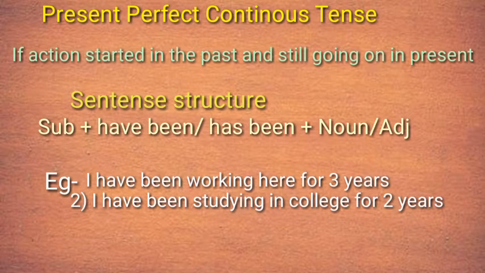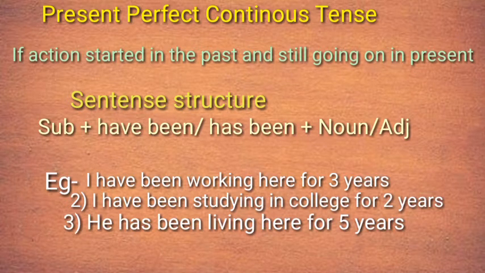Let's see one more example. He has been living here for 5 years. He is my friend. He moved to this city 5 years back, and he is still living here in this city. He has no plan to go. He still wants to live here because this city is good, this place is nice. He moved to this city 5 years back, and he is still living here. So he has been living here for 5 years.